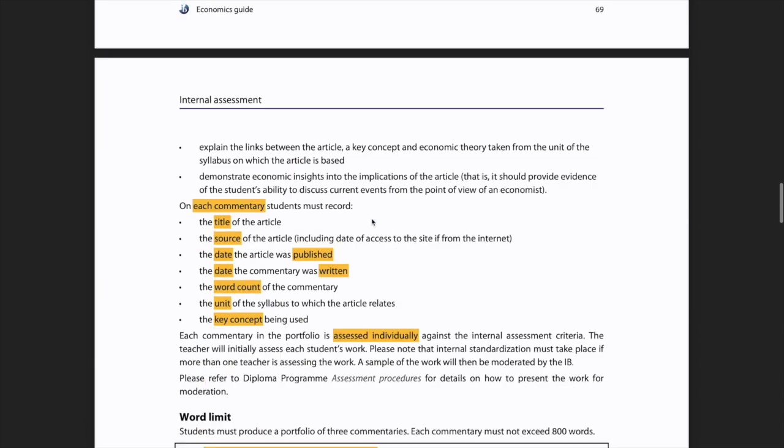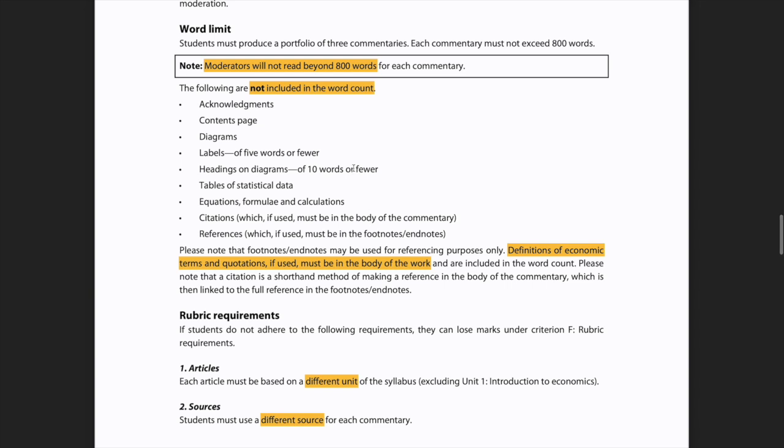Next, word limit. The maximum number of words per commentary is 800. Moderators and your teachers are not expected to read beyond 800 for each commentary. Now, this is shown on page 70 of the guide, and it shows what is included and what is not included right here. So let's go through.